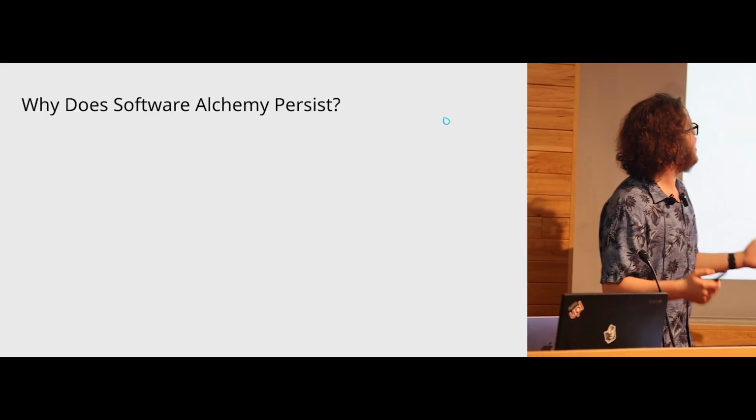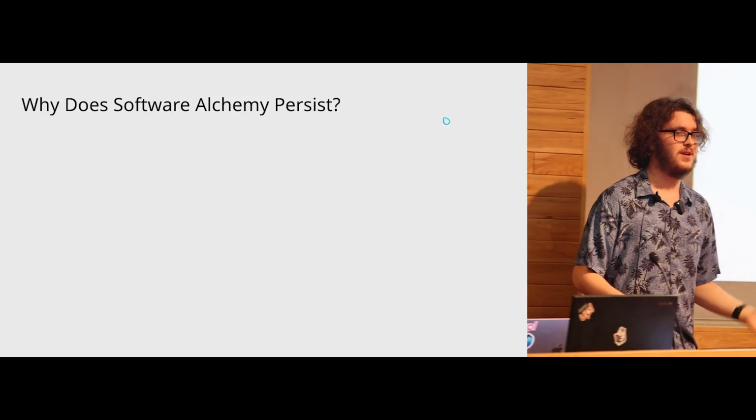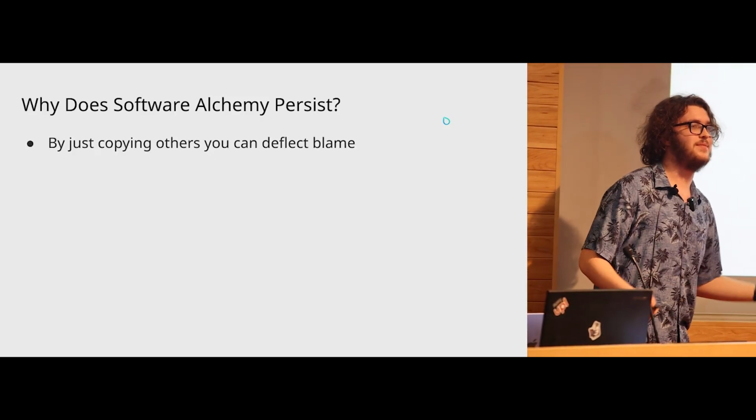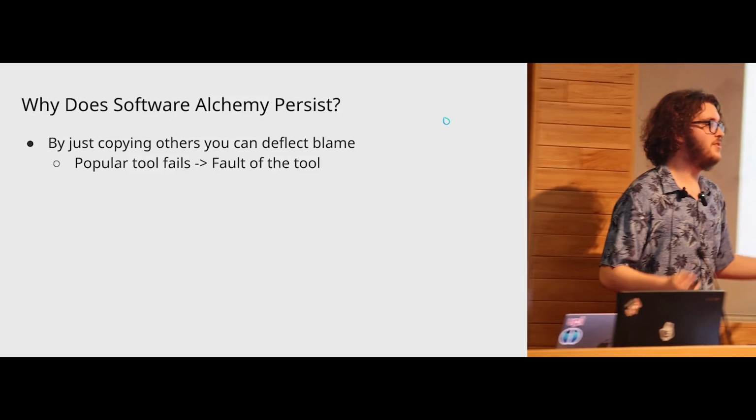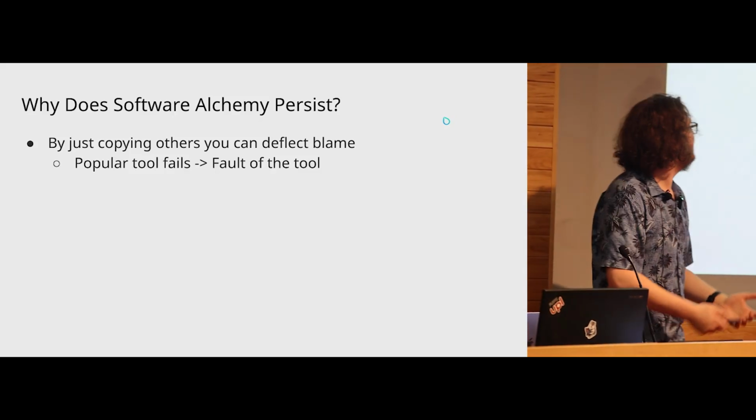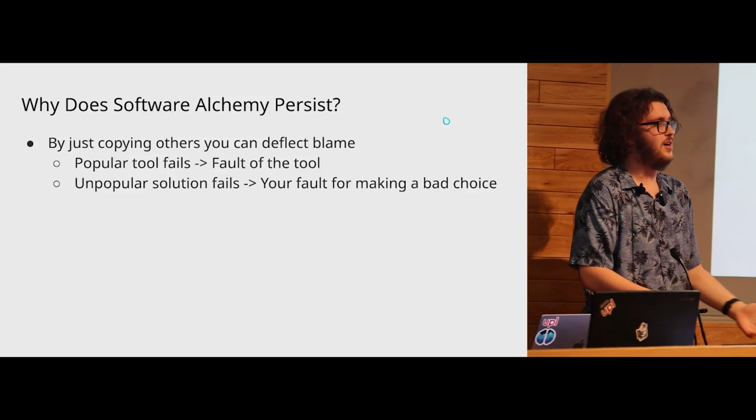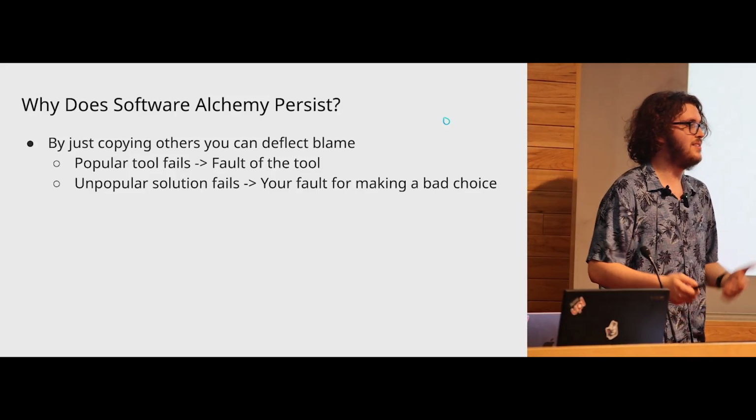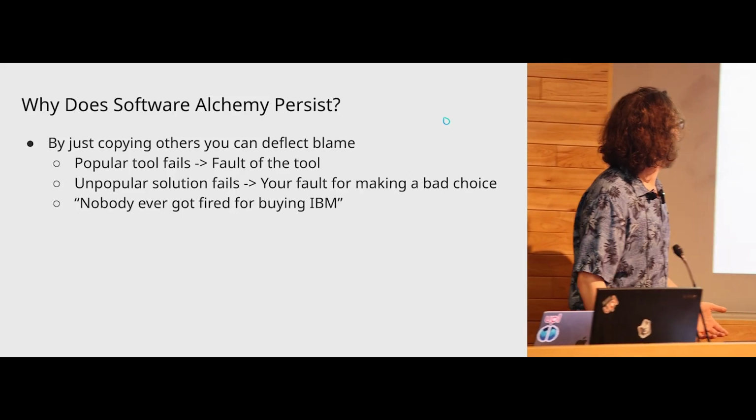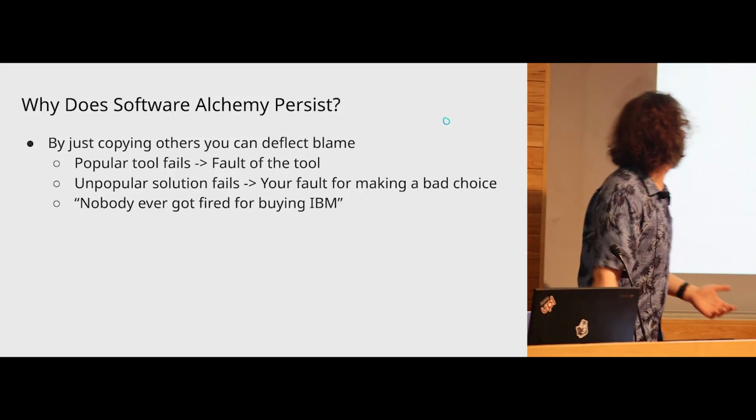And so why does software alchemy persist if software engineering is so great? I've thought of 3 reasons. The first is, by just copying others, you can deflect blame. If the popular tool fails, you can just blame the tool. You know, how could I have known? But if you use an unconventional solution, then if it goes wrong, it's your fault because you made a silly choice. You should have obviously used the popular solution. This is kind of the "nobody got fired for buying IBM" mindset.